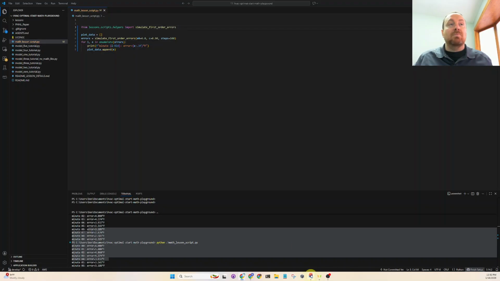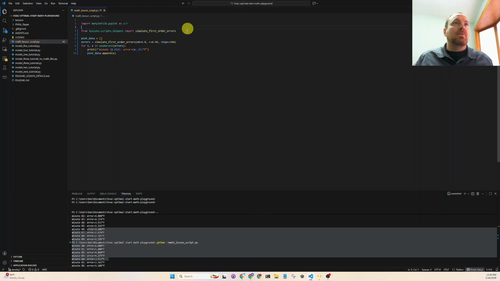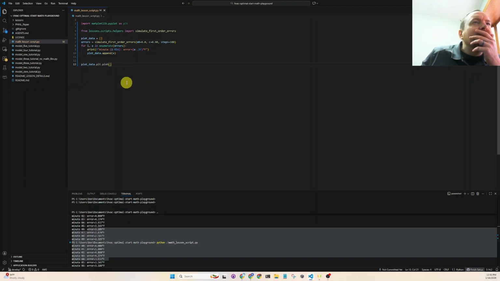Copy. And now we have plotting, so I think we can just do plot data dot plot. Oh wait, so we import matplotlib.pyplot as plt, and then we do plt dot plot. I think it's something like that. This is going to error out.